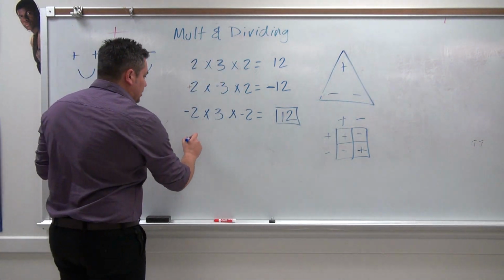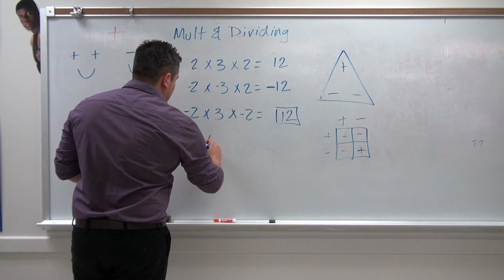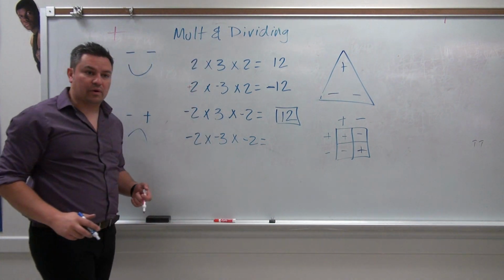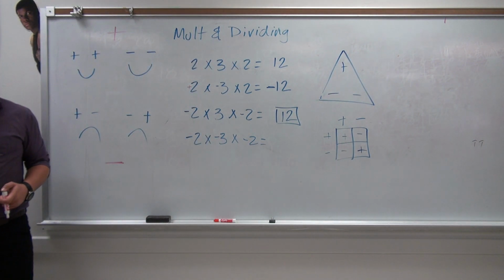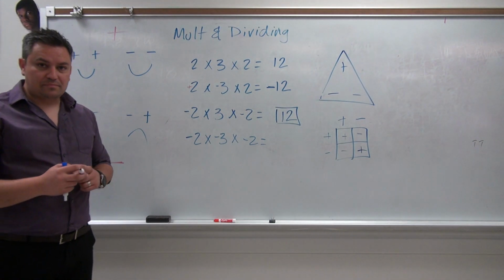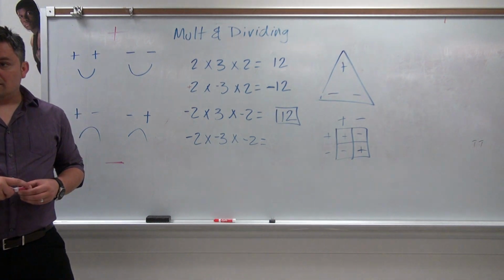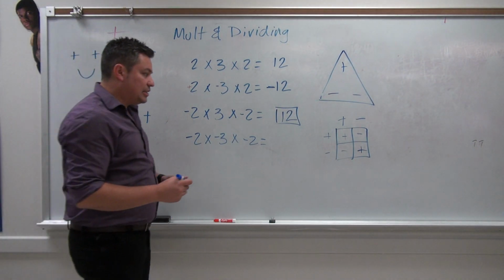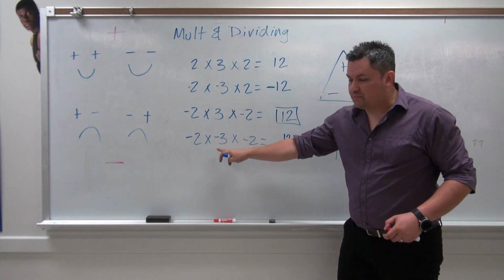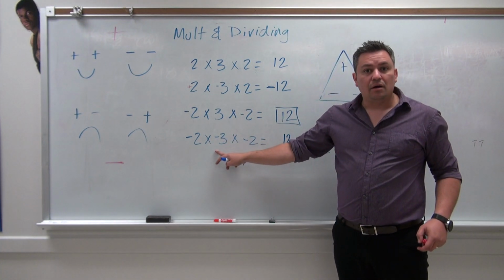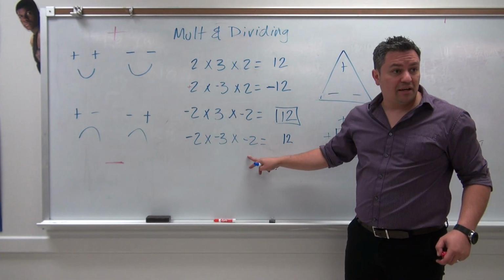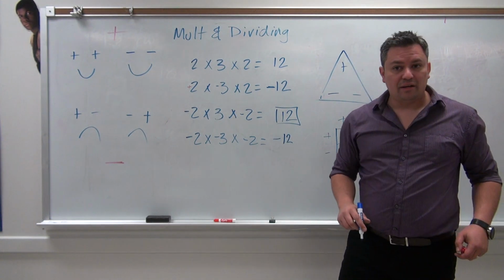Now, if you have negative 2 times negative 3 times negative 2, let's see what happens on that one. What do you think it's going to be? Is it going to be positive? It's going to be positive. Okay, let's look at that. The number is going to be 12, right? Negative times a negative gives you a positive. Now, a positive times a negative gives you a negative. So the answer has to be negative.